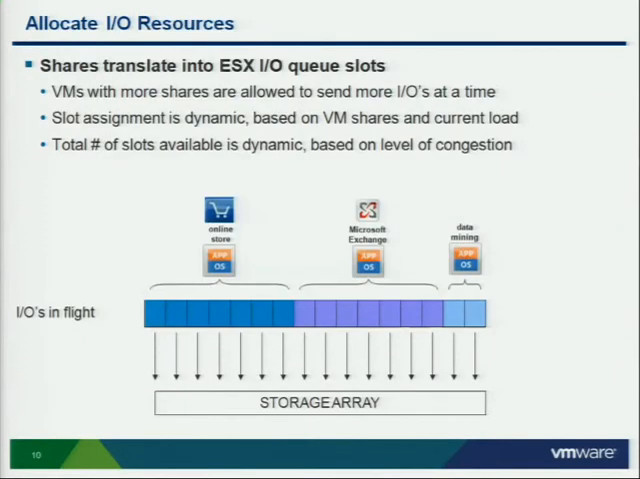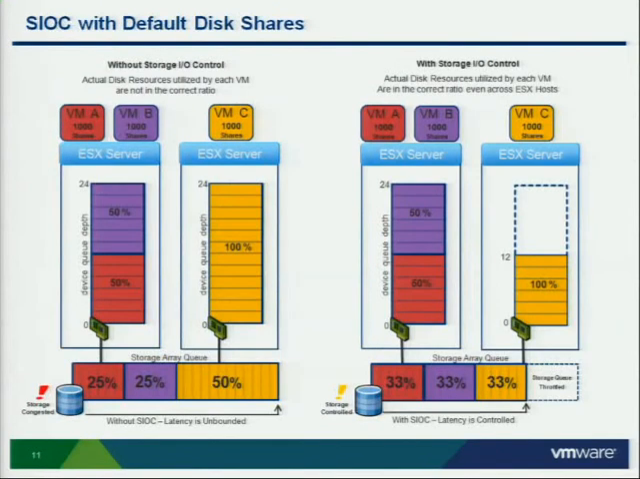Now, going back to the example I showed earlier, we have the online store, which was, again, business critical, a high priority VM. We don't want it slowed down, as well as the Exchange server. And in this case, we may want the shares for the data mining, when congestion exists, to be throttled back and only given 2 I/O slots. And that's really the way in which these shares translate into how we use them and how it affects the overall I/O queue scheduling of the ESX server.